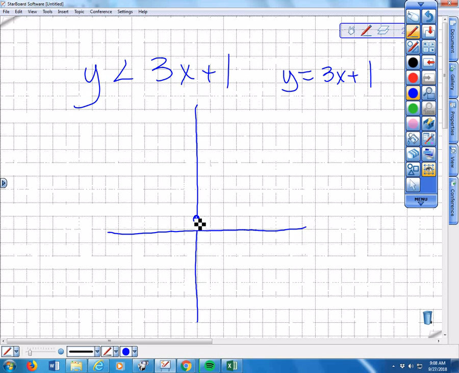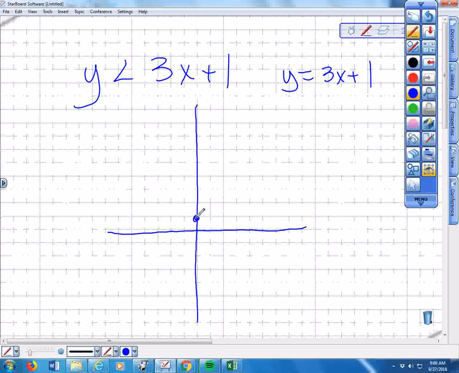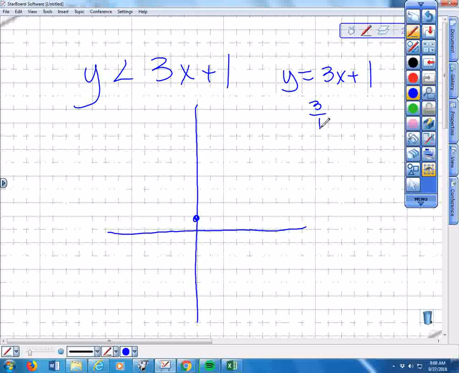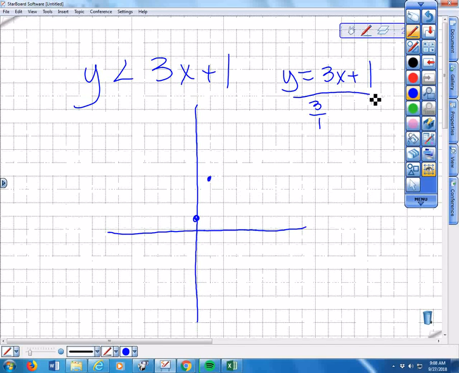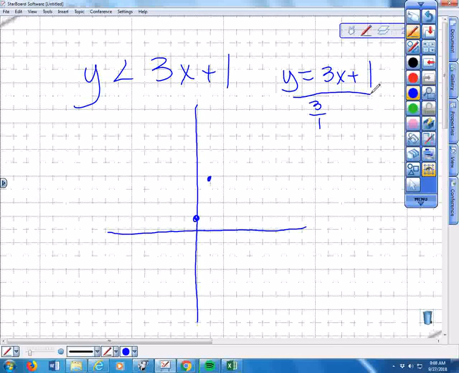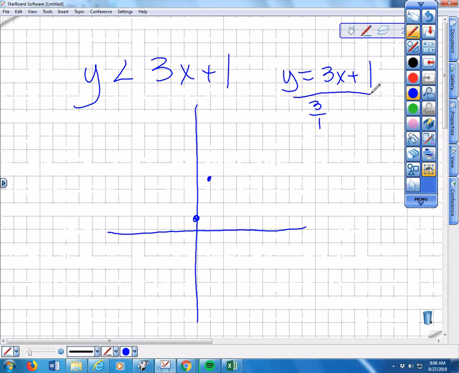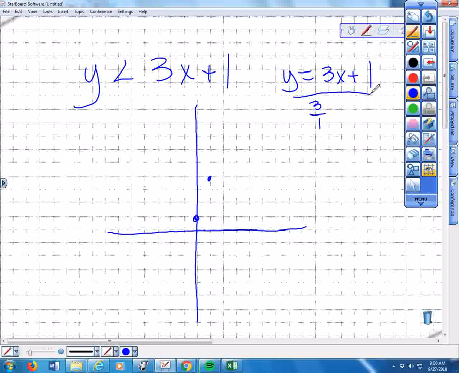Now I'm going to use the slope. The slope is, remember, 3 over 1. I'm going to go up 3 over 1, and there's my second point. Okay? So if this were all I needed to graph, the equation, I would just connect the points, right? But now, because it's an inequality, I have to think about those two other things.